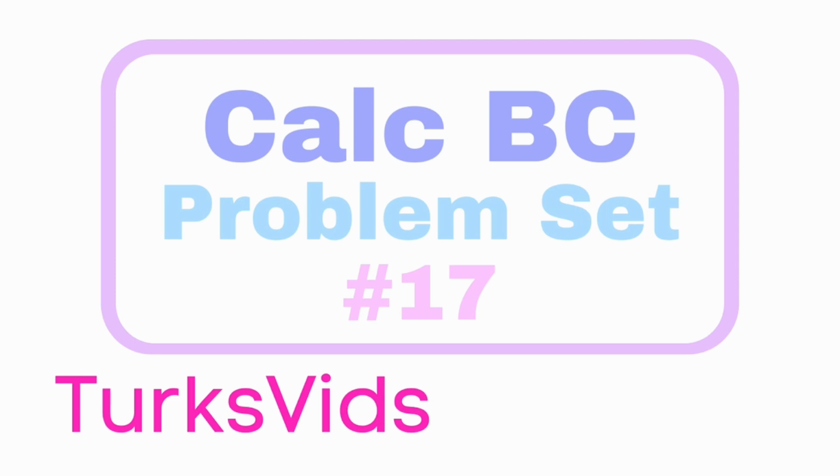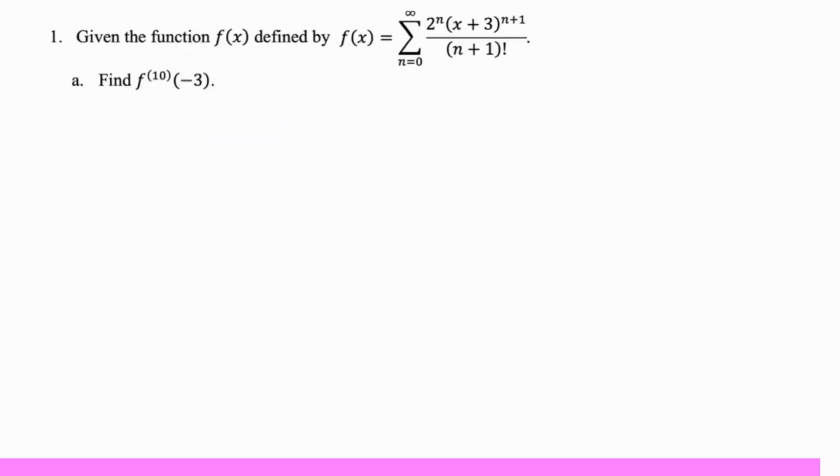Let's take a look. Number 1, given function f of x defined by f of x is the sum from 0 to infinity of 2 to the n times the quantity x plus 3 to the n plus 1 over n plus 1 factorial. We want to find the 10th derivative at -3.